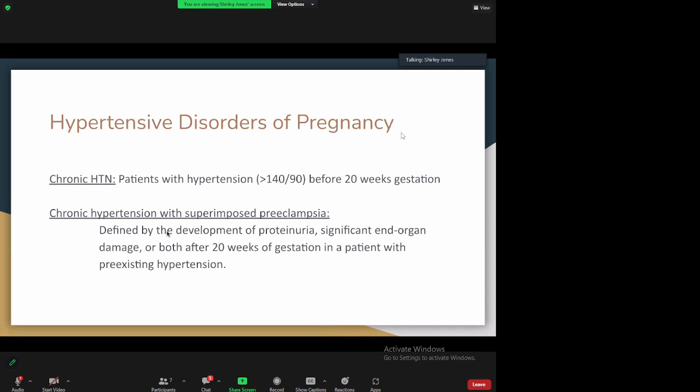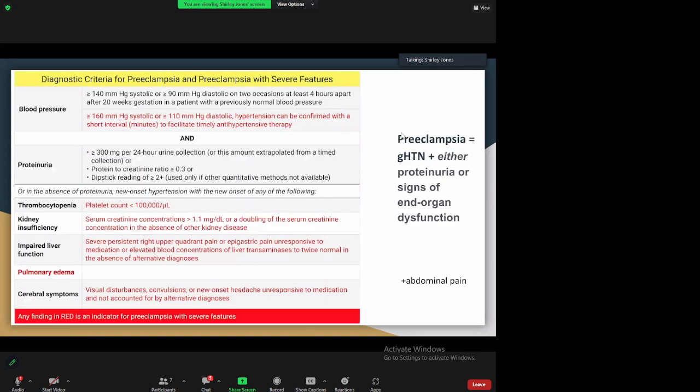So we also have chronic hypertension, which is just patients that have hypertension before 20 weeks. And then chronic hypertension with superimposed preeclampsia, which is just a chronic hypertensive patient that eventually gets preeclampsia. So how do we diagnose or define preeclampsia? The definition is a patient that has gestational hypertension and then also either has proteinuria or signs of end organ damage.